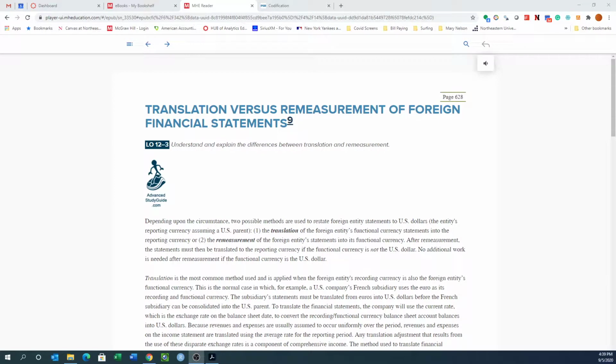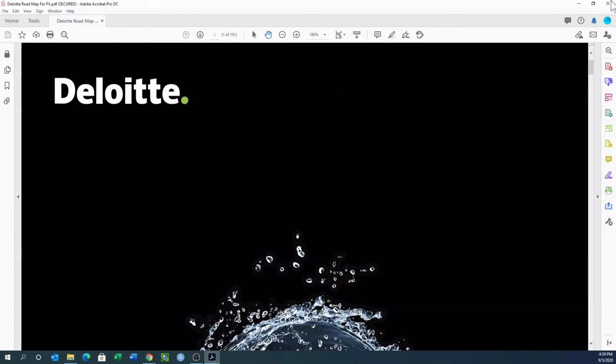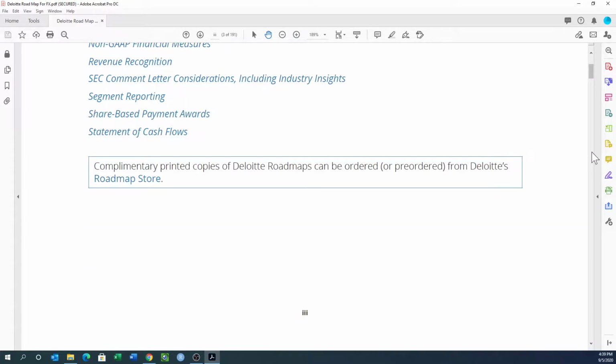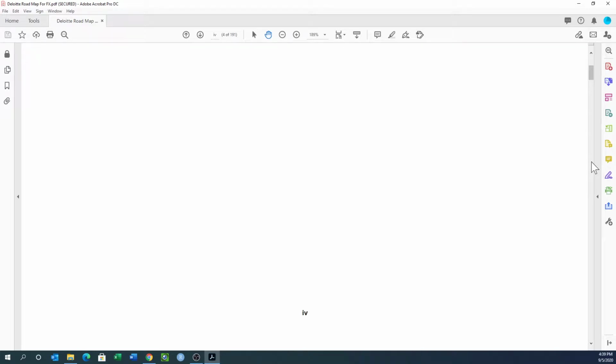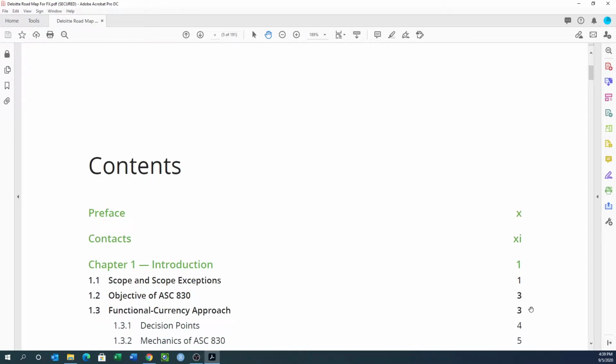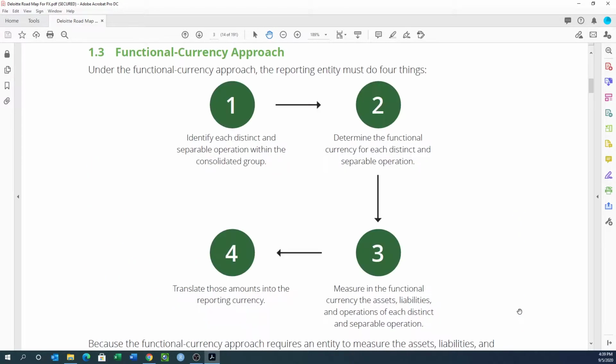All right, so let's get a little bit more in depth. Right? So let's go back to our Deloitte document. Let's go back to that 4-step process that we identified. It's right at the very beginning of the document. It's right here, the functional currency approach, right here on page 3. And here's our 4-step program, right?